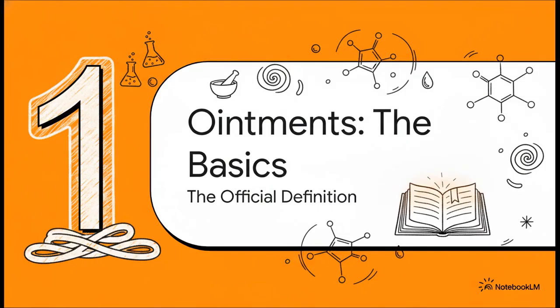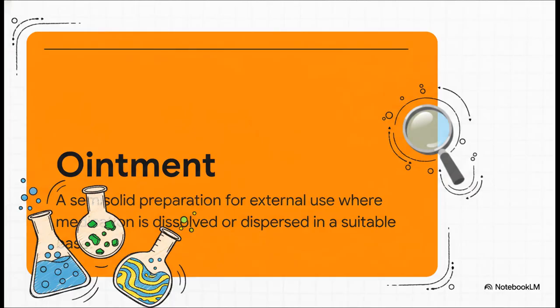All right, so Section 1, the basics. This is the foundational stuff you've just got to know. It's the bedrock for everything else we're going to cover today. Okay, here it is, straight from the textbook. An ointment is a semi-solid preparation for external application where the medication is dissolved, suspended, or emulsified in a suitable base. You hear that last part? In a suitable base? See? I told you it all comes back to that.